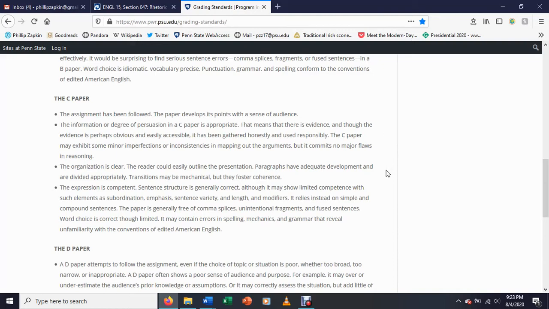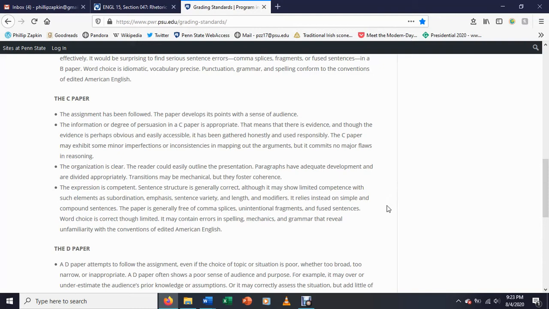The organization is clear. The reader can easily outline the presentation. Paragraphs have adequate development and are divided appropriately. Transitions may be mechanical, but they foster coherence. The expression is competent. Sentence structure is generally correct, although it may show limited competence with such elements as subordination, emphasis, sentence variety and length, and modifiers. It relies instead on simple and compound sentences.